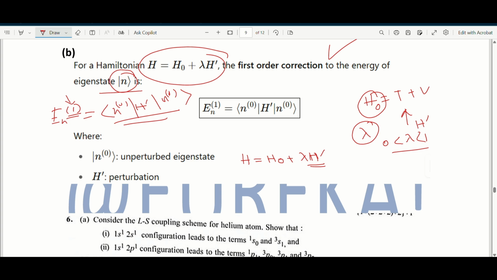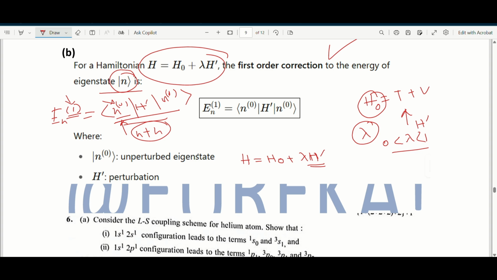Earlier I said this is the order of correction. So n0 means it is the unperturbed state. This is the nth state, obviously, but the subscript 0 indicates perturbed or unperturbed.